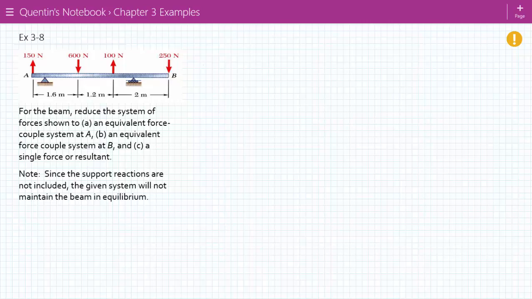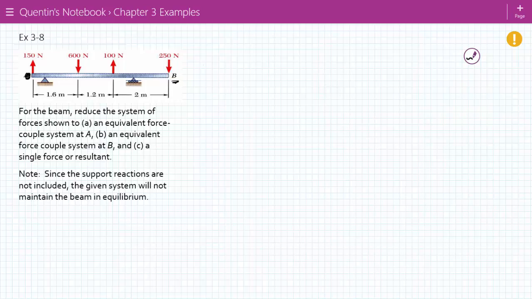Let's look at example 3.8. In 3.8 we have a beam with 4 forces acting on it, and we're asked to reduce the system of forces to an equivalent force couple system at a few different places. First we're going to do it here at A, then here at B. And then later we're going to figure out where's the one place where you can put it where it has no moment. We'll talk about that in a second.